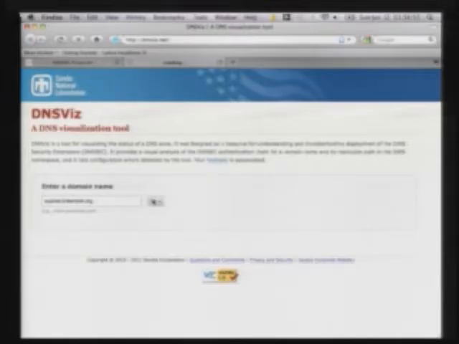Now, DNSviz takes a little bit of time. It often caches information that it has, so it doesn't take quite as long for all the queries, but sometimes it'll take a little bit of time to do what it needs to do. And it's going to give you a very nice graphical visualization of what's going on here. So you're actually going to be able to see that the signatures are expired.